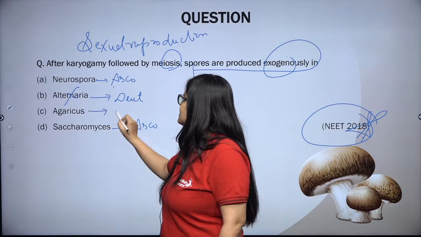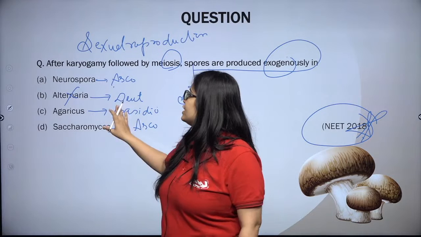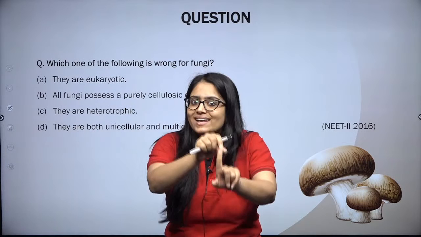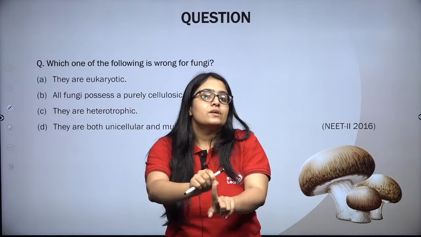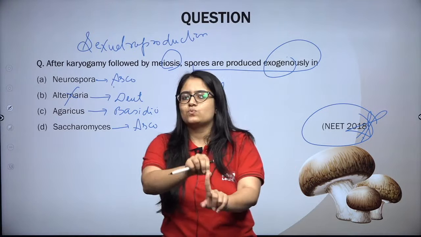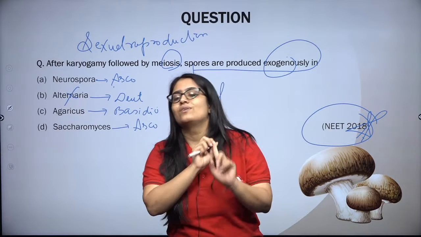Now, if you notice, my kids, only two groups are there, ascomycetes and basidiomycetes. Remember, in ascomycetes, the asexual spores are conidia, produced exogenously. In members like Neurospora and Saccharomyces, sexual reproduction takes place via ascospores, which are produced endogenously inside a structure known as ascus. So these two options are also discarded.